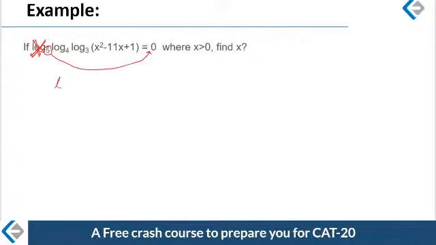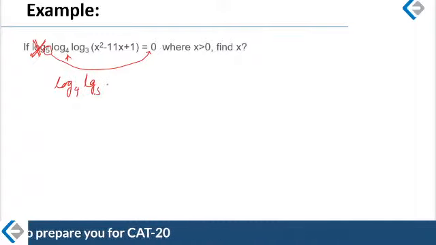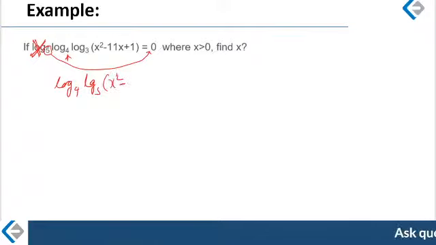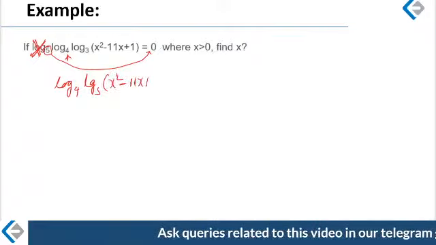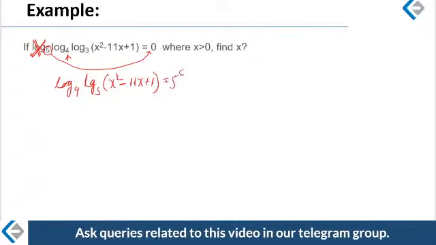What I'm trying to say, my friends, is that now here is log to the base 4, and log to the base 3 of all this stuff. Right here, 11x plus 1 is equal to 5 power 0. This 5 has come all the way and become a base. What is 5 power 0, guys? That's 1. Good.